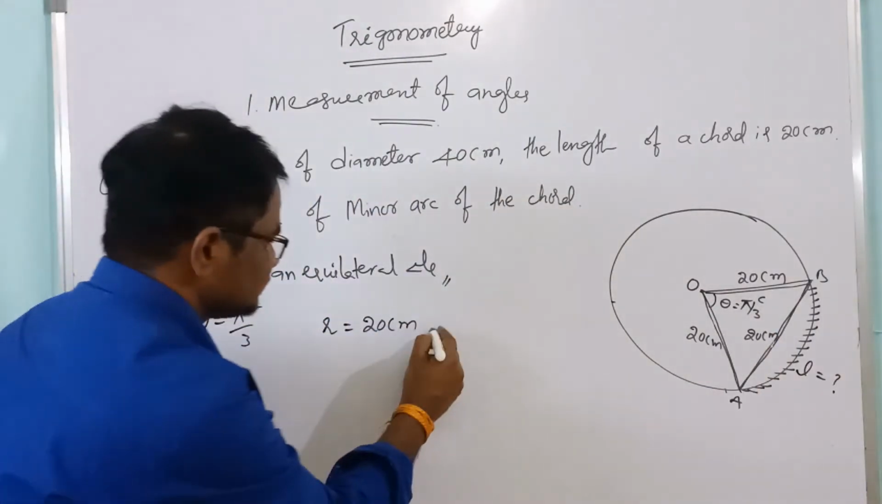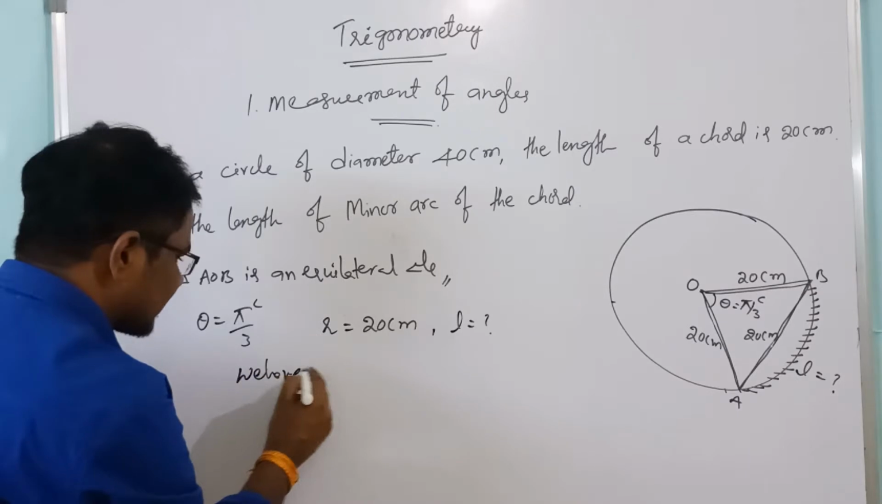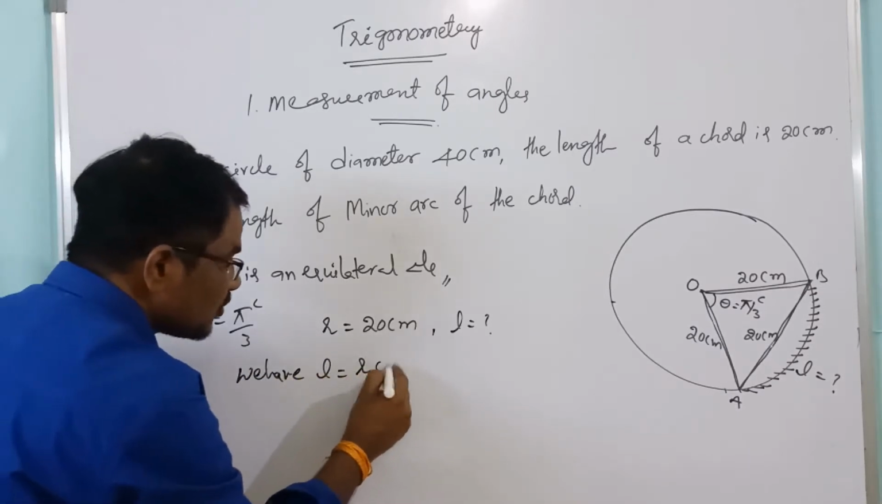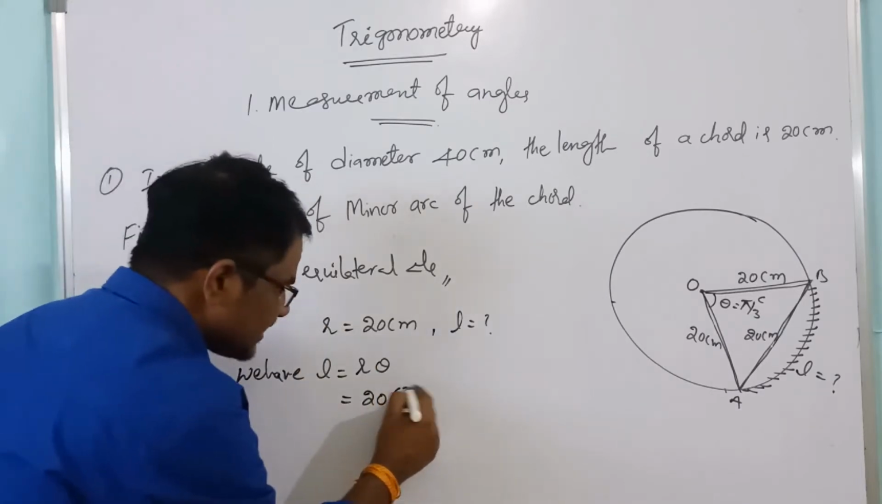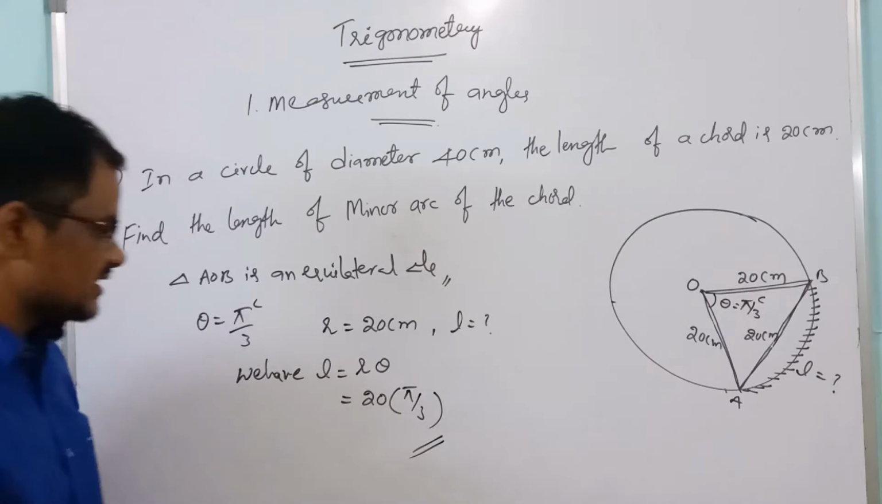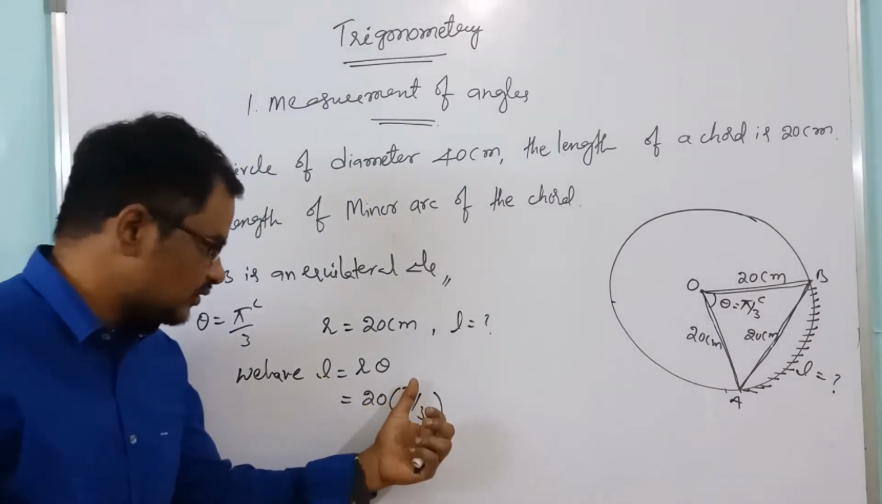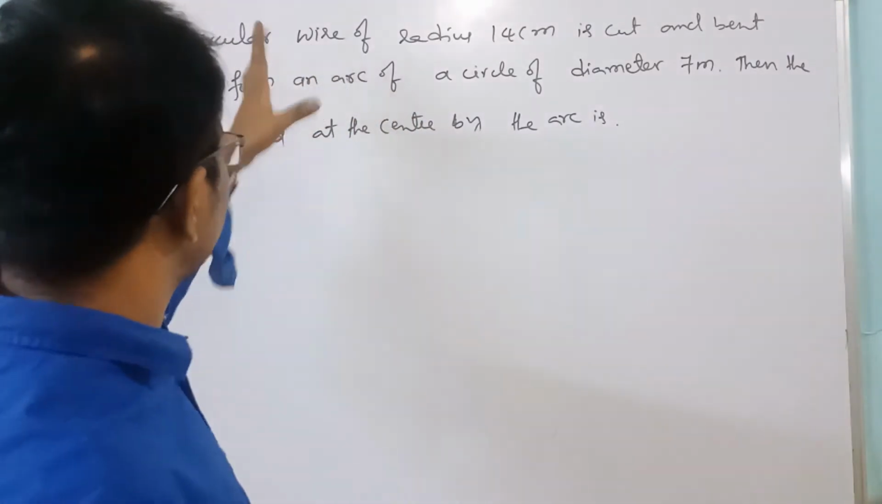What is L? We have the length of the arc L equals r theta. R is 20 and theta is pi by 3. So this is our required answer: L equals 20 into pi by 3, right?